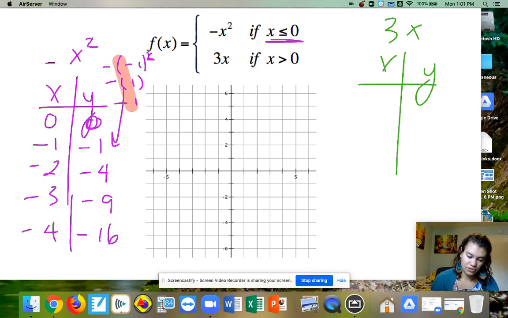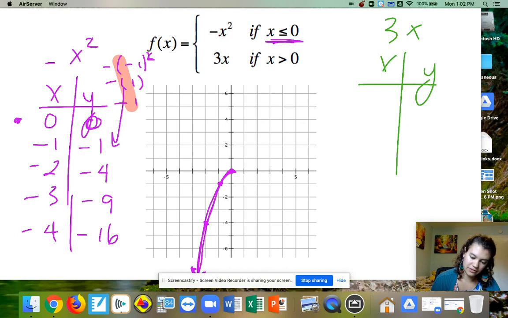And then I'll switch. Oh, I should graph this first. You can also do both tables and then graph. It doesn't really matter. We want to decide at 0, are we open or closed? We're going to be closed right here. So at 0, 0, start with the closed circle. At negative 1, you're at negative 1. Negative 2, you're at negative 4. Negative 3, you're at negative 9, so somewhere down here. And we're getting that half of the parabola.